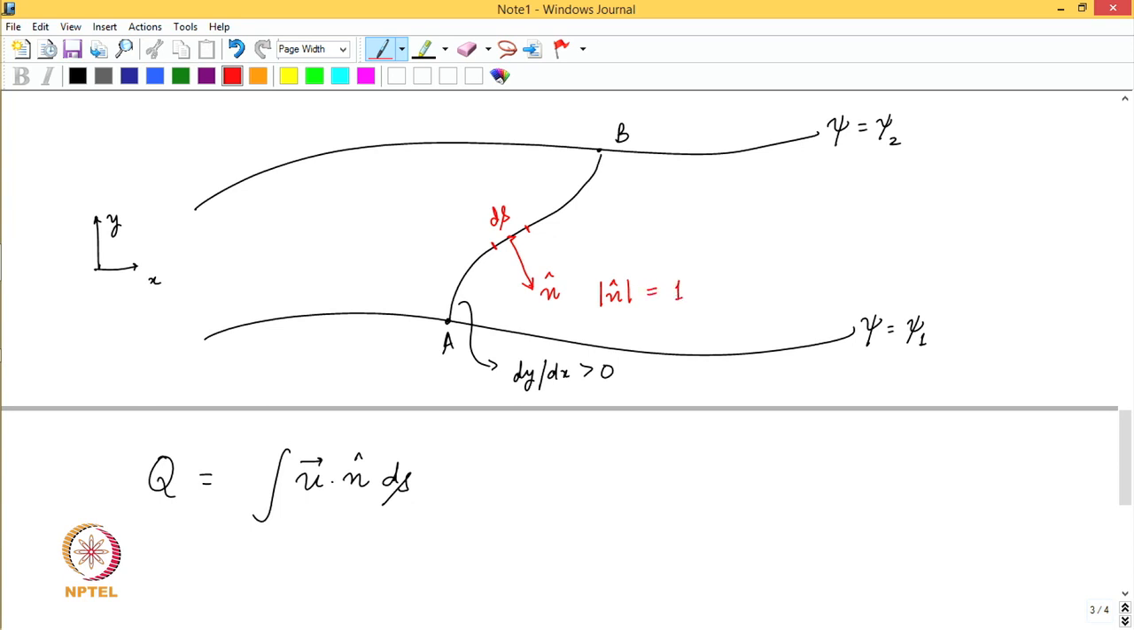If I can decompose the flow at this location, I could say this is for instance the x component of velocity, this is the y component of velocity, u and v. I am interested in knowing what is the flow rate across this small element, infinitesimal element ds, and that too per unit depth. So, this is the volume flow rate of the fluid flowing across AB per unit depth.